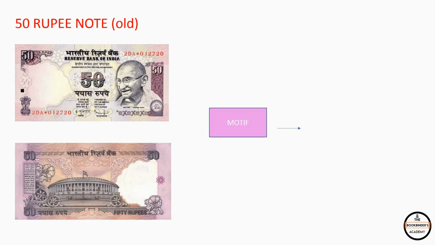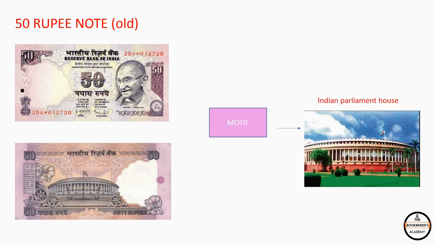Next is the 50 rupee note or old, and this belongs to the old Mahatma Gandhi series. Now if you have observed, I have not mentioned color or dimension here. This is because I was unable to find the color and dimension for this particular note. In case you are aware of the color and dimension for the old 50 rupee note, I would want you to put it in the comments down below so that all of us can refer to it. And the motif is of Indian Parliament House, and this is the picture.